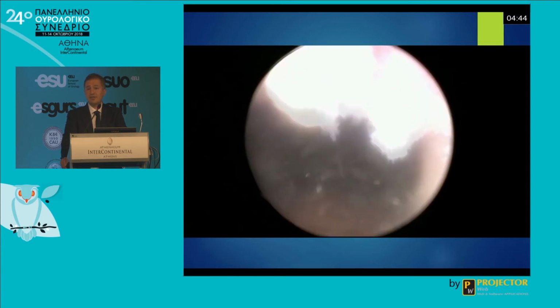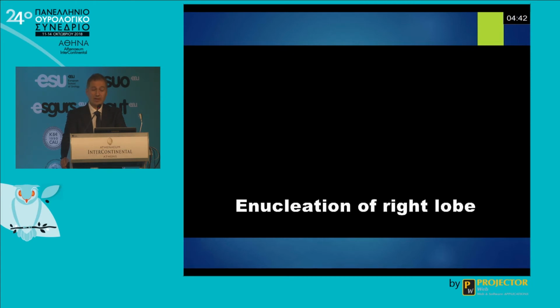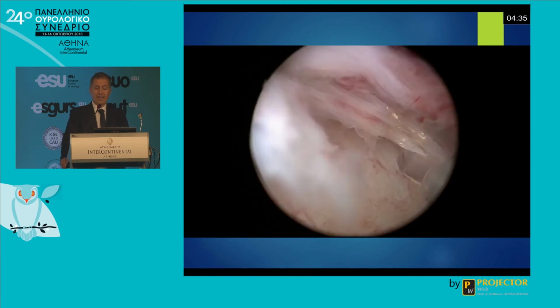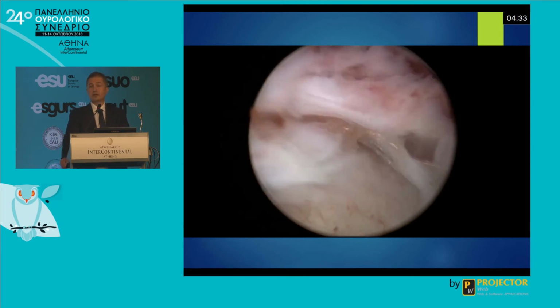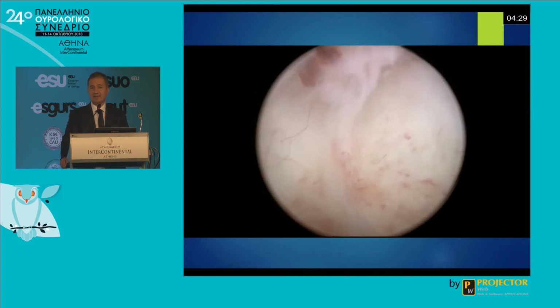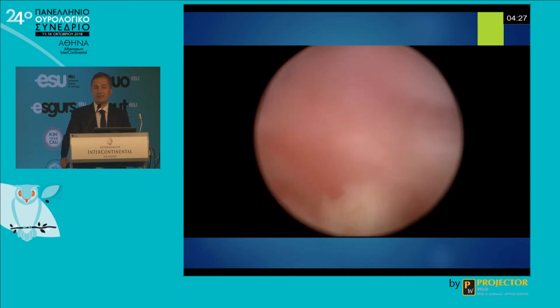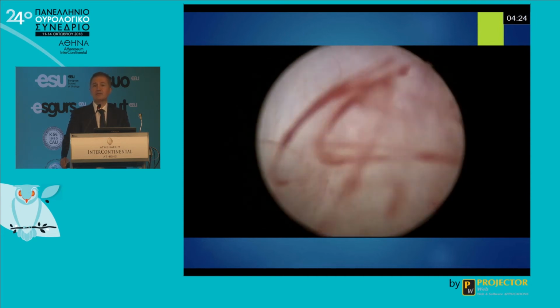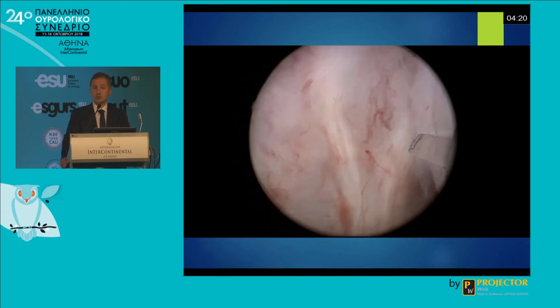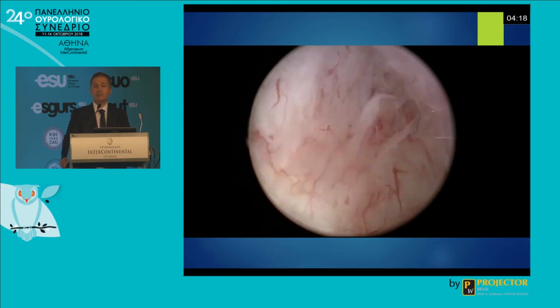It's not an easy surgery, but the future is HOLEP. At the end of this surgery, the end point is you have to see the omega sign. If you see the omega sign, you can be sure that the patient has no continence problem, and you can be sure that you removed the whole adenoma.